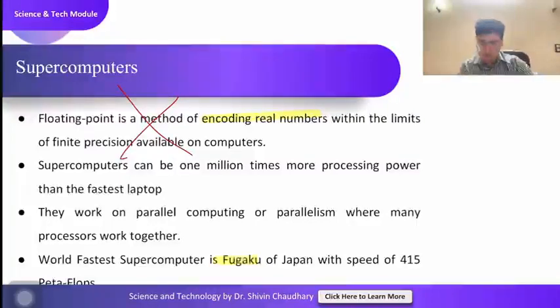Fastest supercomputer earlier was Fugaku. Now I think it's Frontier. I'll update it tomorrow or whatever the information is. That's not important. Only the idea is important.